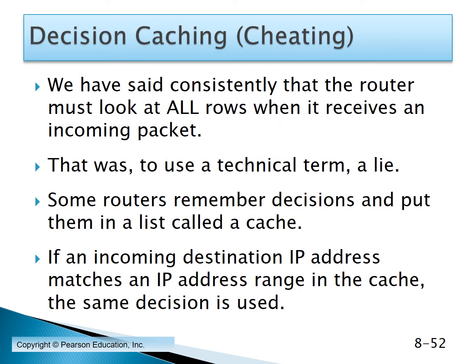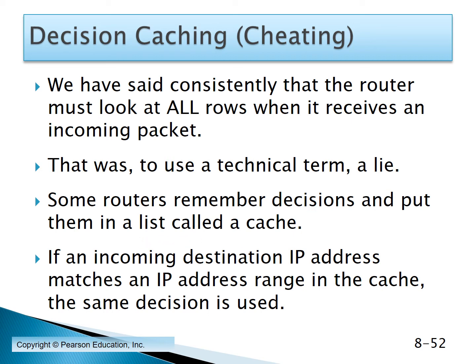So we'll talk a little bit more about this decision caching. We have said consistently that the router must look at all the rows when it receives an incoming packet. That's what should be done theoretically. However, it is actually not true, because when you do this for every packet, it will be very slow. Imagine you have hundreds of thousands of rows in your routing table, and you go through all these rows one by one for every single packet, it will be very slow. So normally your routers may remember your decisions and put them in a list called a cache.